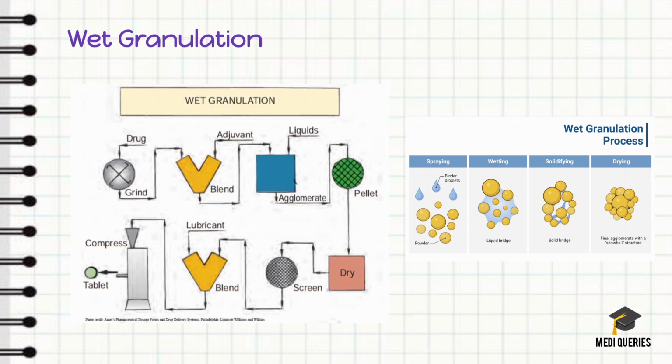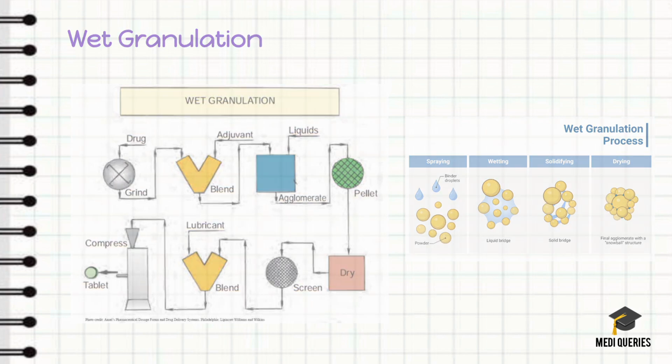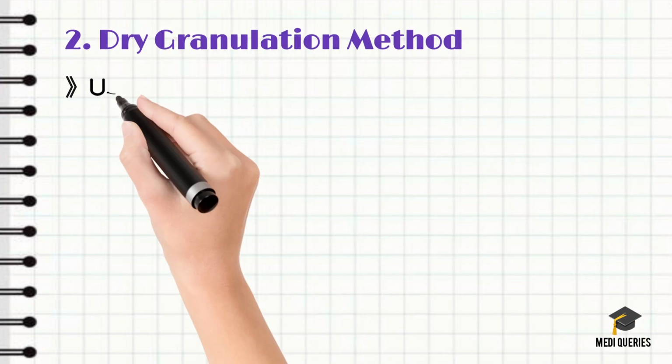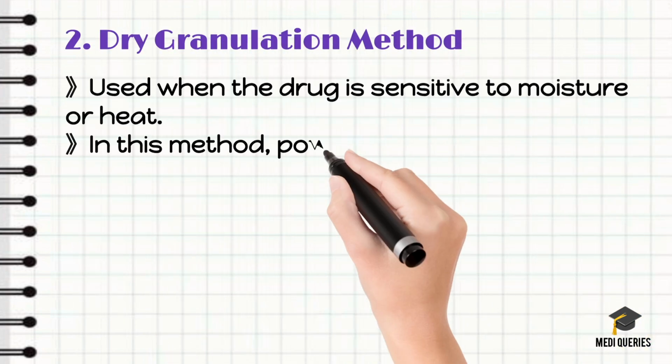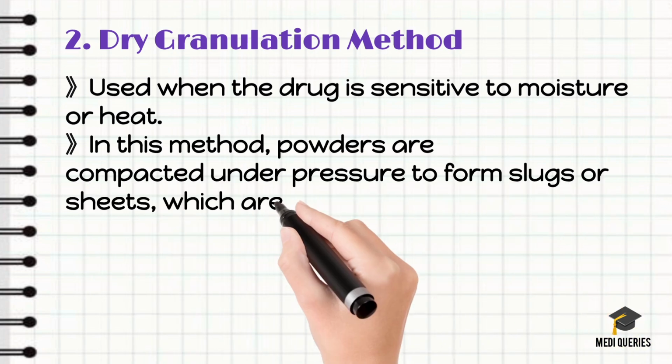However, the process is time consuming, expensive, and requires specialized equipment. There is also the risk of drug degradation due to moisture or heat during the drying process. Despite these limitations, wet granulation remains the go-to method for formulations needing maximum control. So let's now move on to the next method, designed for moisture sensitive drugs, that is dry granulation.